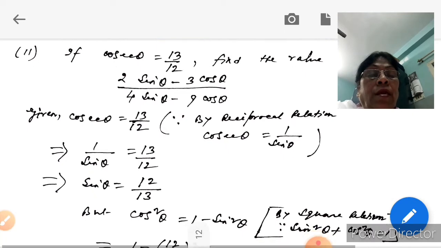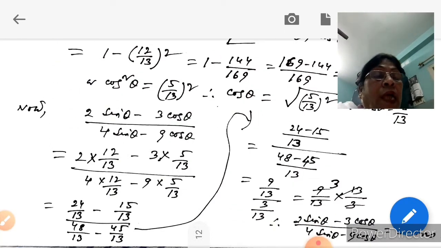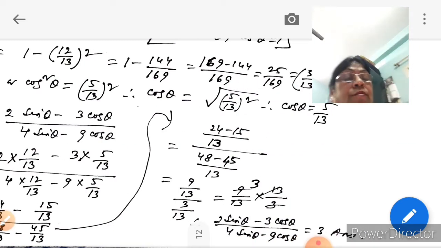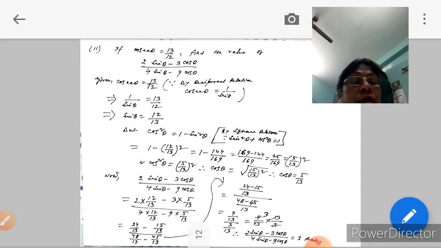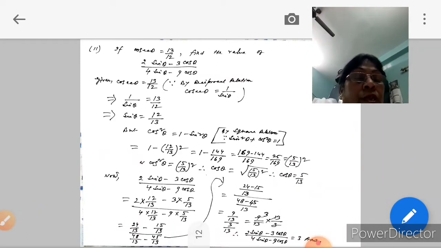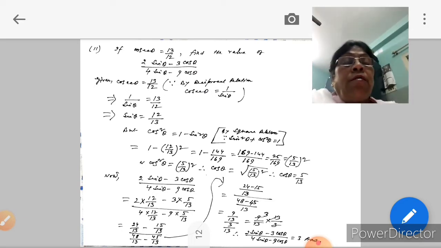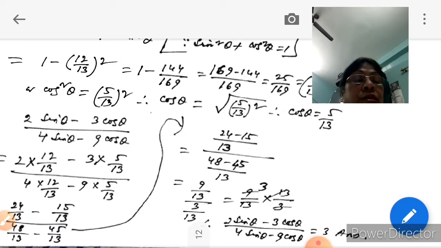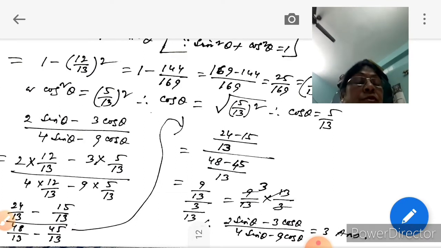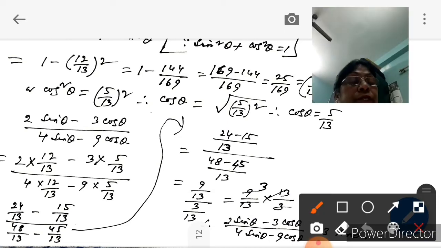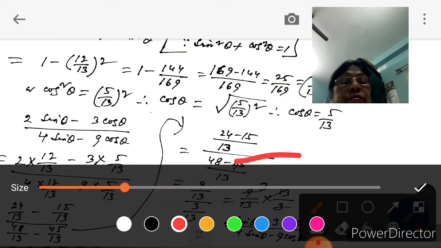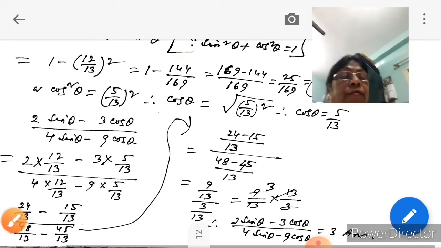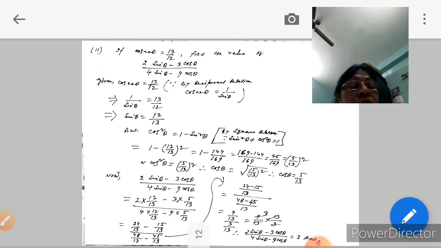So, putting the value of sin theta and cos theta, you get 2 sin theta minus 3 cos theta by 4 sin theta minus 9 cos theta is equal to how much? You got 3. The answer is 3.